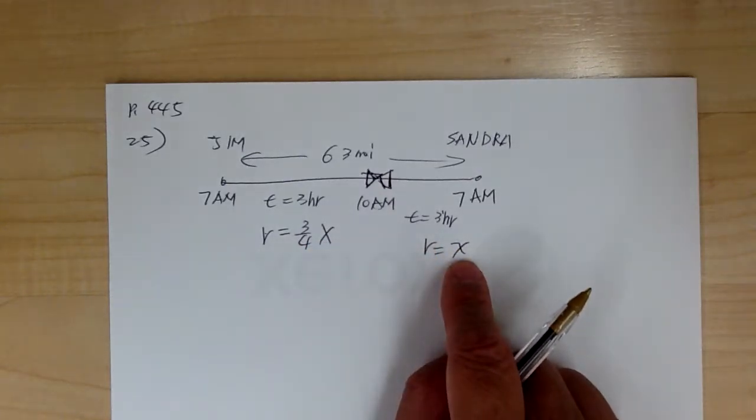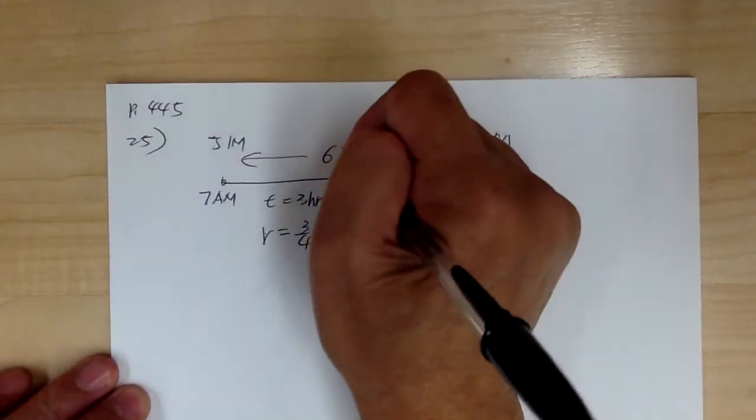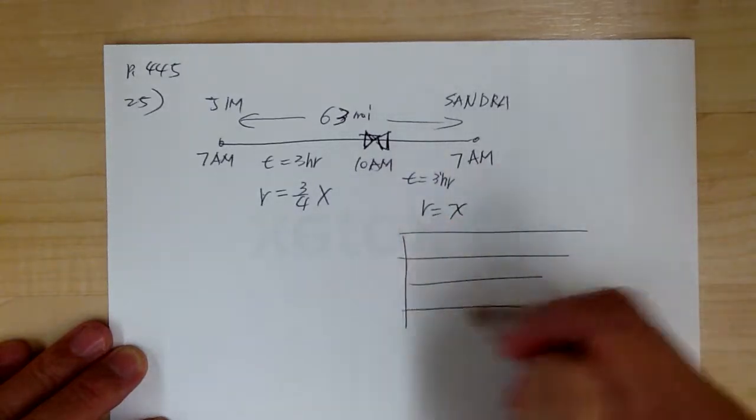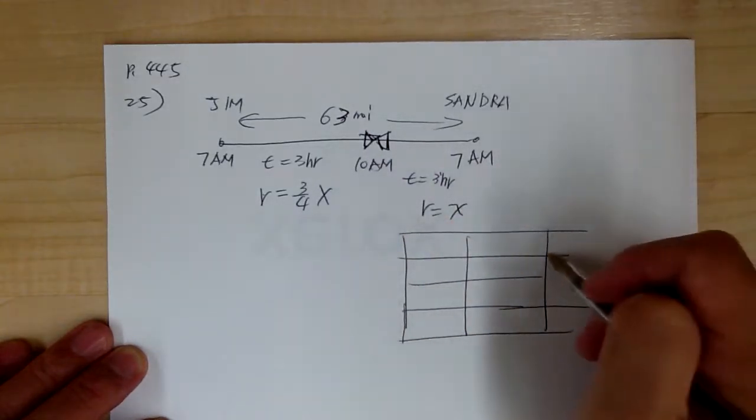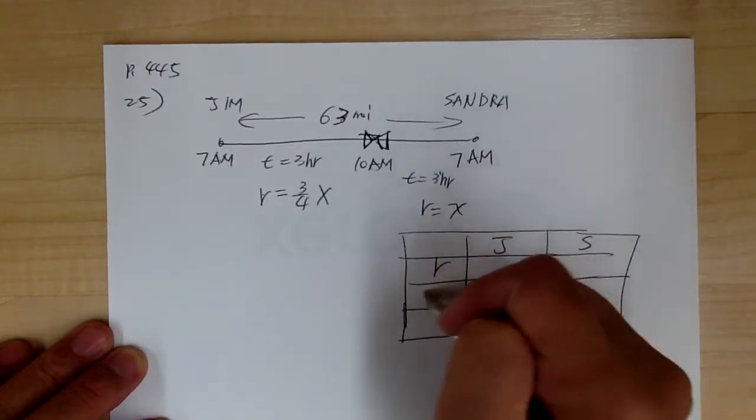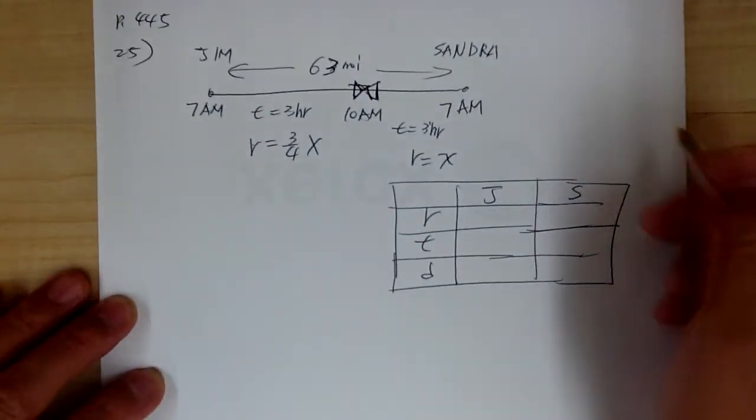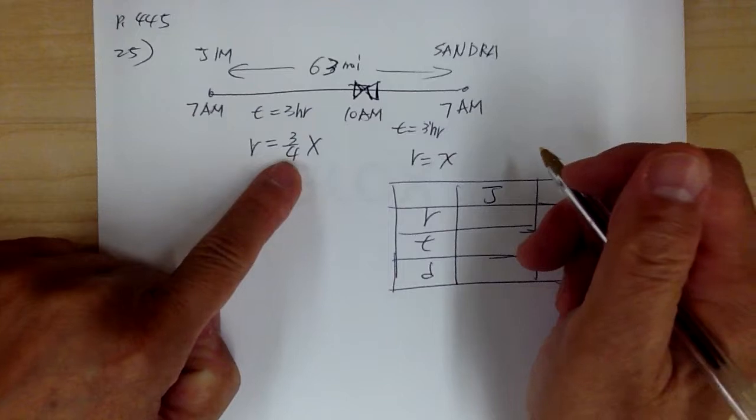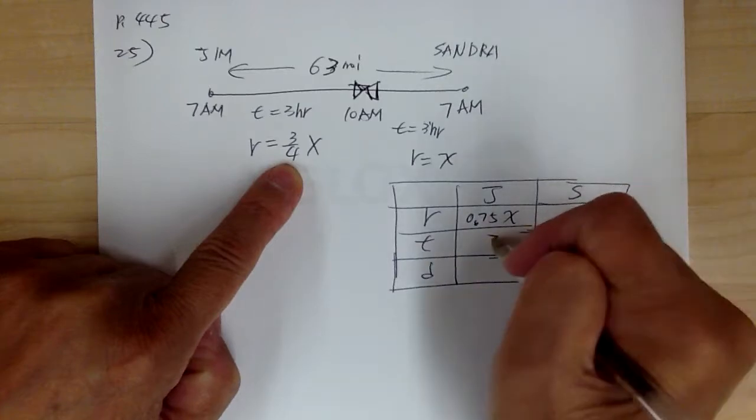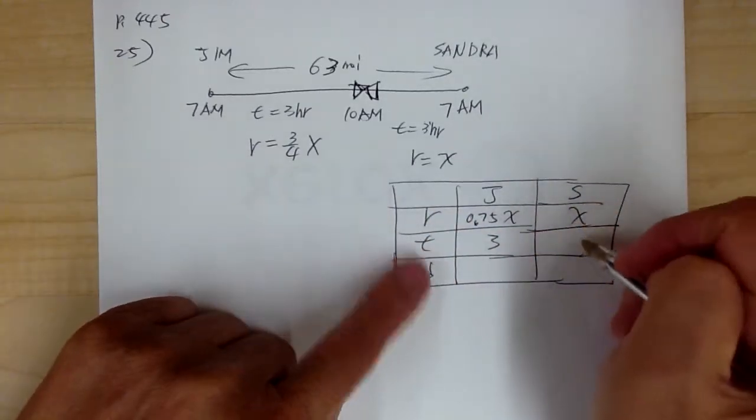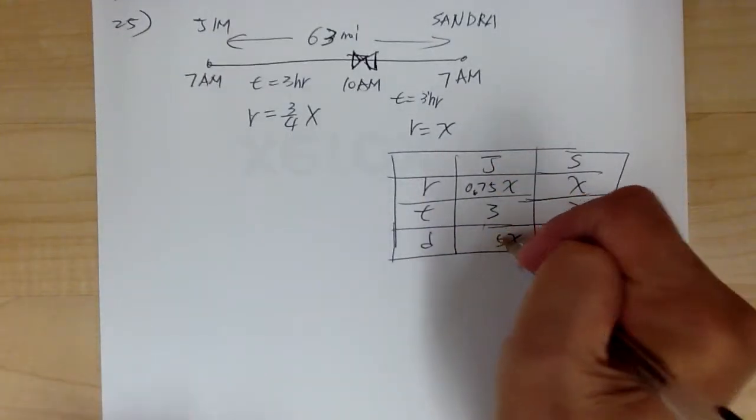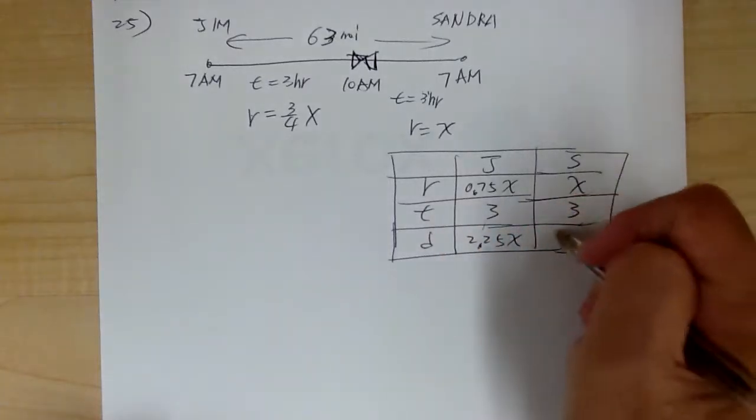Okay, and how fast did each one cycle? So you can draw your picture. So this is everything you know. So let's go and draw a table. So this is Jim, and that's Sandra, and this is R times time equal to distance. Okay, so Jim's speed is, I'm going to use decimal, 0.75x, and the time is 3. Sandra is x, and again time is 3. So when you multiply, you're going to get 2.25x, and this will be 3x.